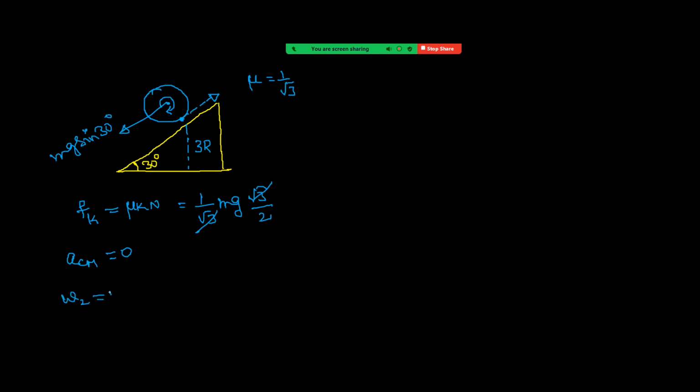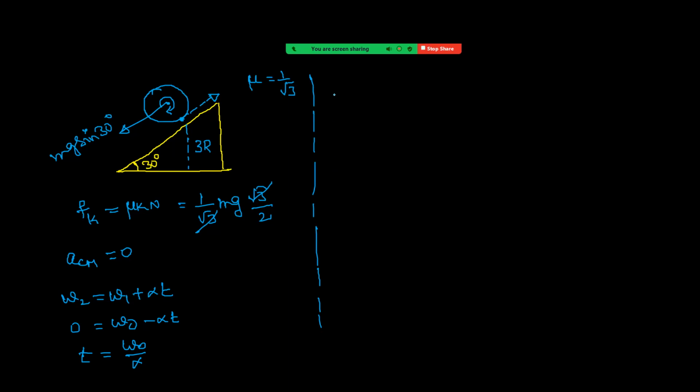Omega 2 equals omega 1 plus alpha t. Omega 2 is 0. Omega 1 is omega naught, that is clockwise. And alpha is now anti-clockwise, so it is minus alpha t. So the time taken to come to rest, or for omega to become 0, is omega naught by alpha. So we now require alpha.